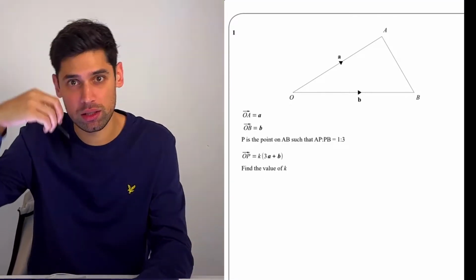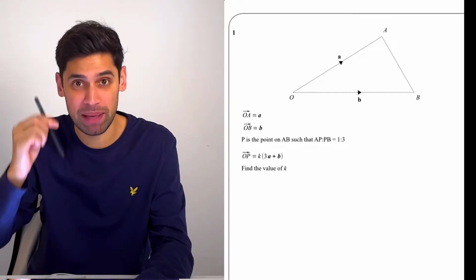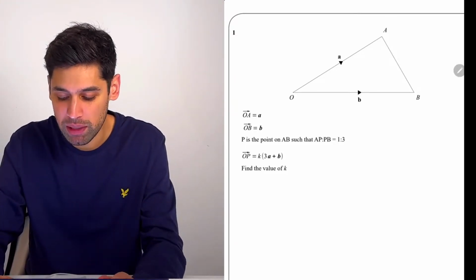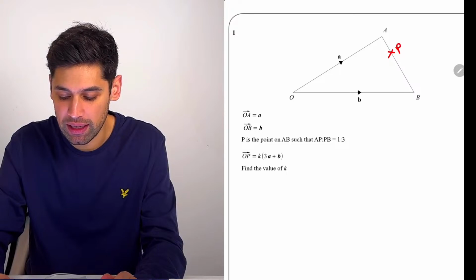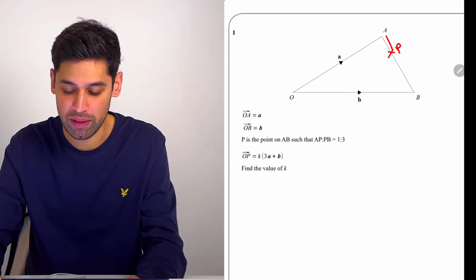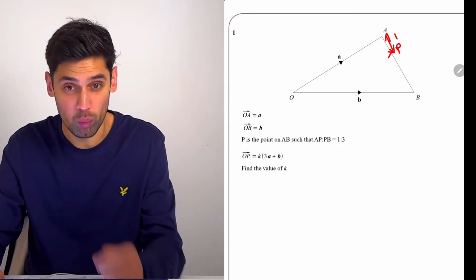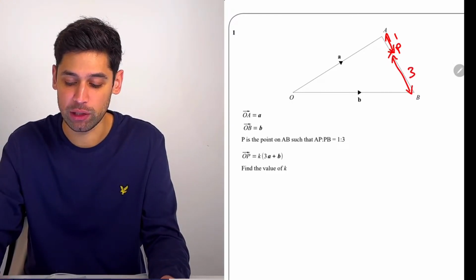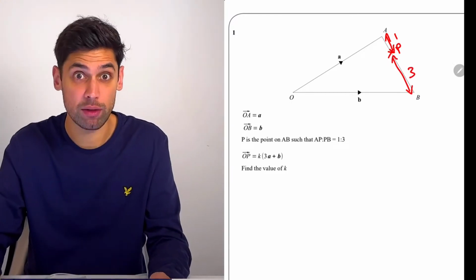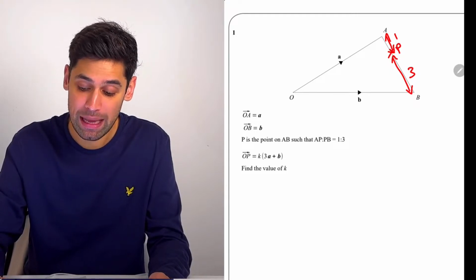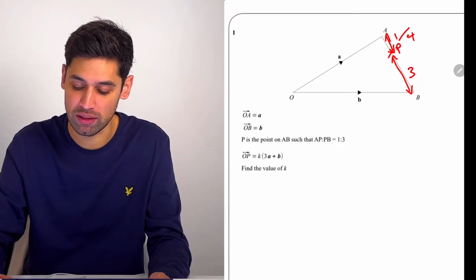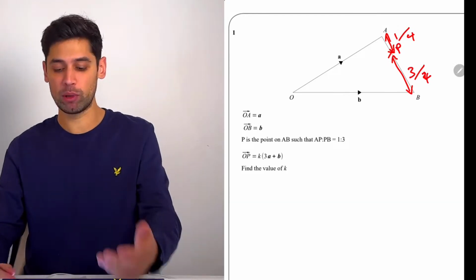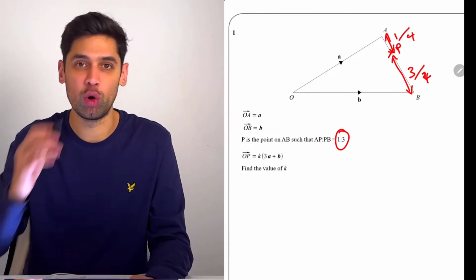So the distance from P to B is 3 times bigger than from A to P, which means P is going to be around about, I'd say, here, because this distance from there to there is essentially a value of 1, whereas this distance from here to here has a value of 3. It's 3 times bigger, which means that AP is a quarter of the distance and PB is 3/4 of the distance. So a lot of time people can look at a ratio 1 to 3 and think, oh, a third.